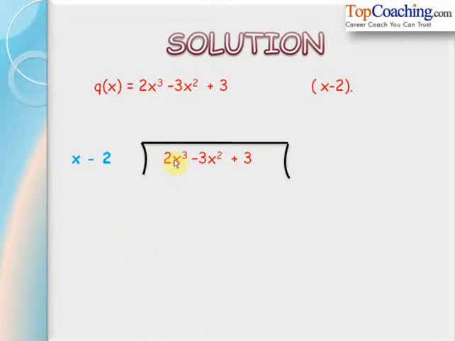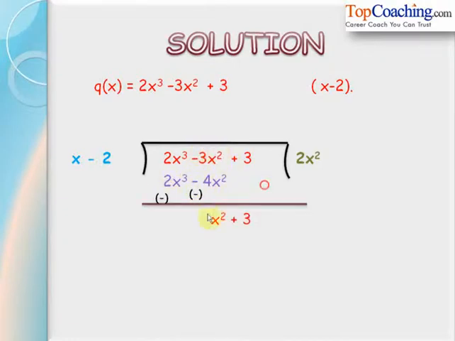Let's look at the first term. This is 2x cube. Now if we multiply x minus 2 by 2x square, then this would come out to be equal to 2x cube, and thus we'll be able to subtract 2x cube from the dividend. So we can write this as 2x square, and when it is multiplied by x minus 2, it gives 2x cube minus 4x square. Now in the next step we subtract this polynomial from this, and what we get here is x square plus 3.